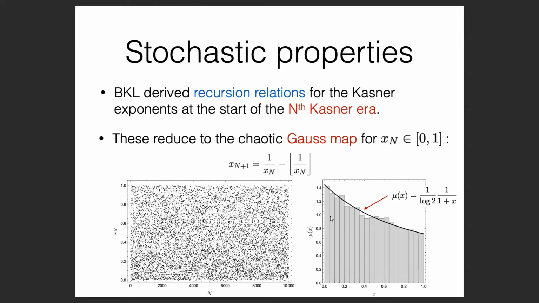This thing obeys this recurrence relation, which is that in the n+1 era, you invert the xn, which is less than 1, this is bigger than 1, you subtract off the integer part to get something else less than 1. It turns out this is a very, very famous map, first studied by Gauss, and it's the paradigmatic chaotic dynamical system.